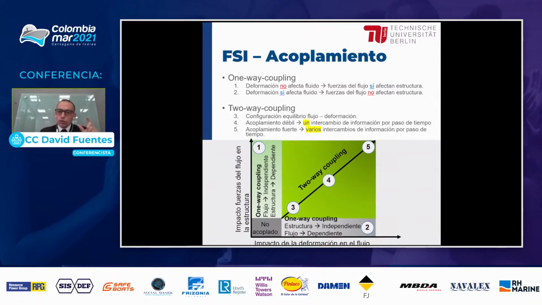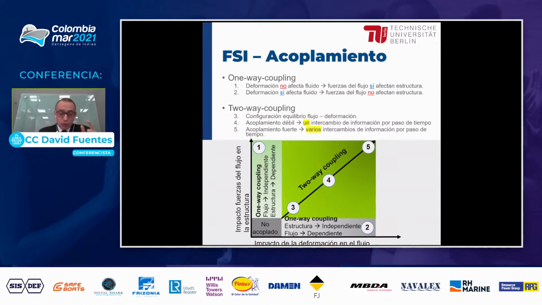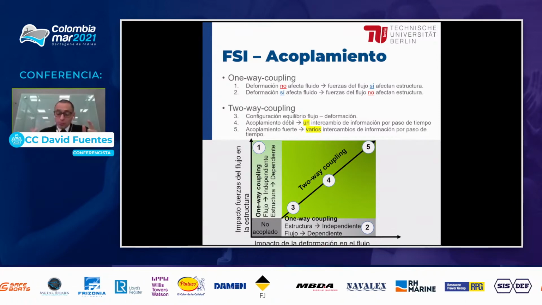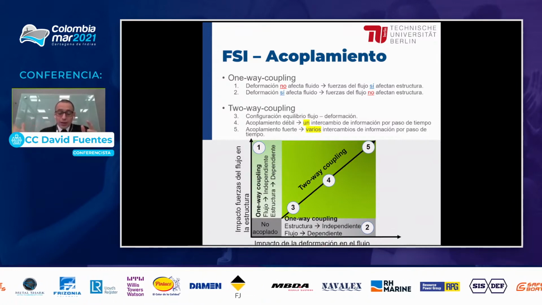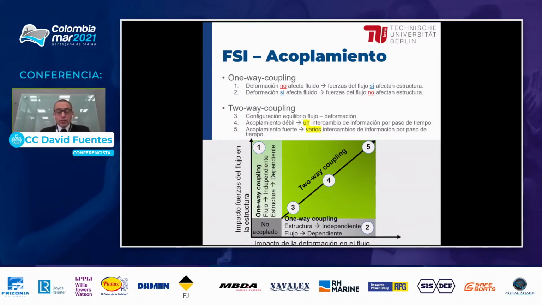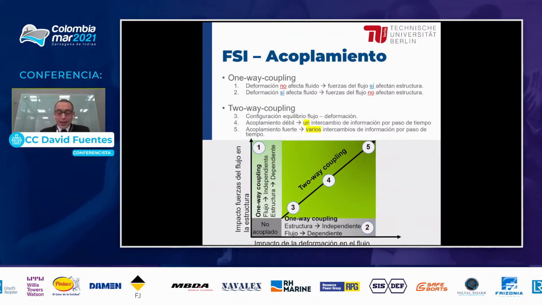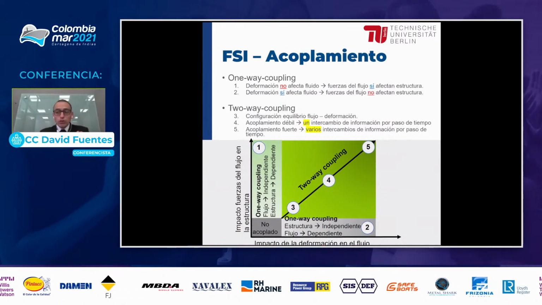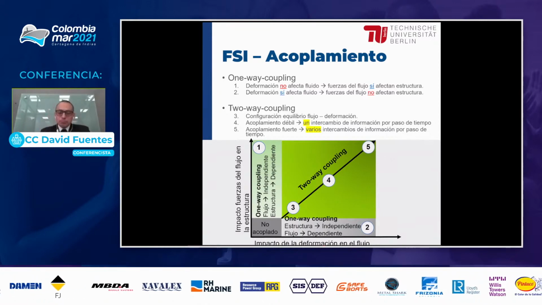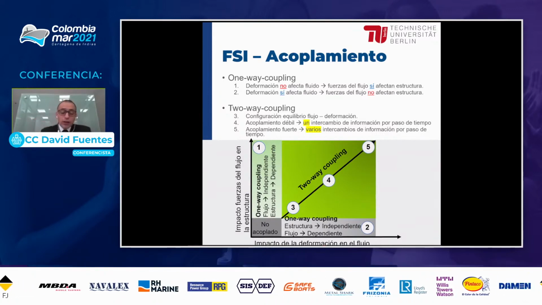According to the coupling, we have one-way coupling. And for the one-way coupling, we have two choices. One in which the deformation does not affect the fluid, but the fluid does affect the structure. So when we are working with fluid-structure interaction, we have a case offshore in which one structure receives the wave load, but the deformation produced by the wave on the structure is not taken into account for the flow, so the flow is not affected.